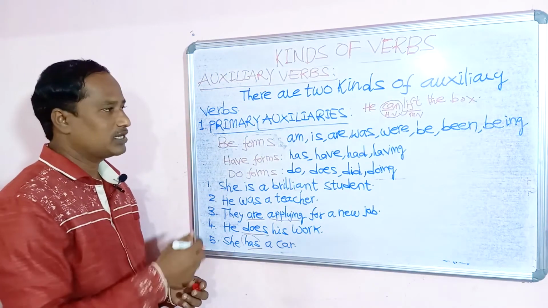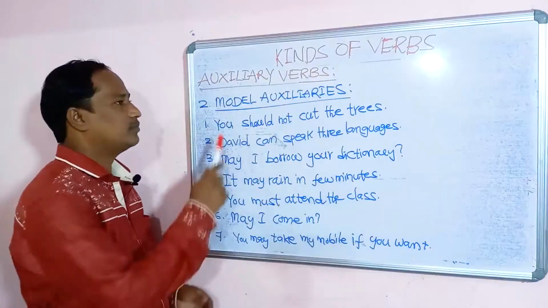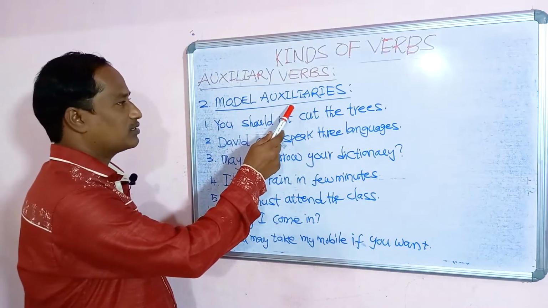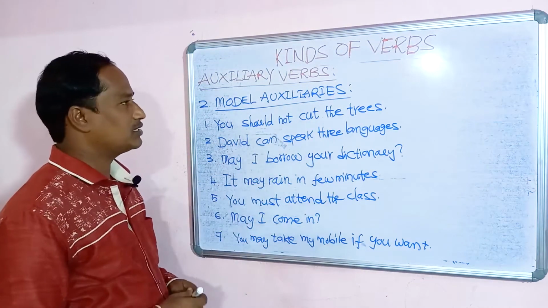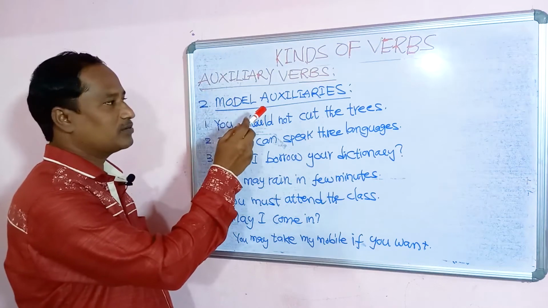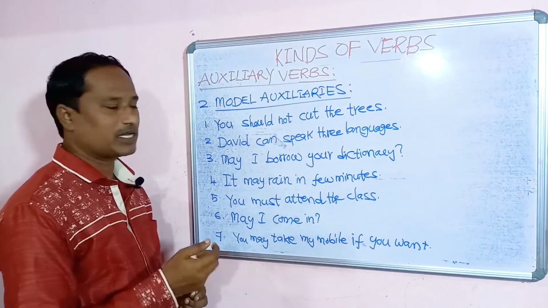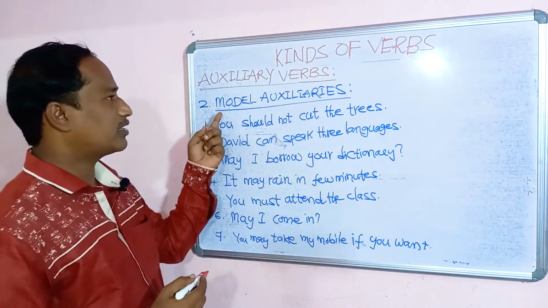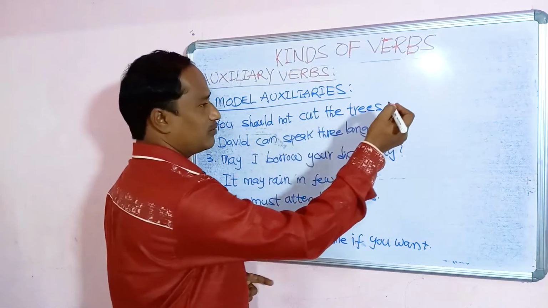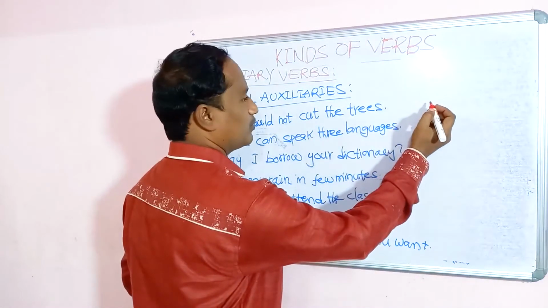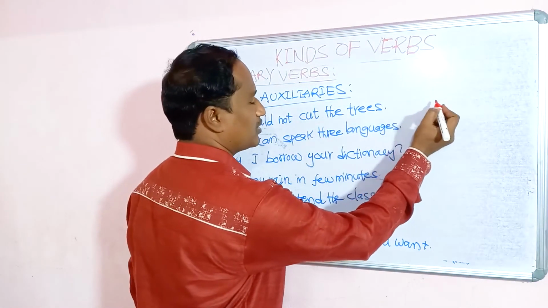Next we will discuss secondary auxiliaries, modal auxiliaries. So these modal auxiliaries are also called secondary auxiliaries. Auxiliary verbs are nothing but helping verbs, which help the main verbs in a sentence. So what are secondary auxiliaries? Let us see what the secondary modal auxiliaries or helping verbs are.